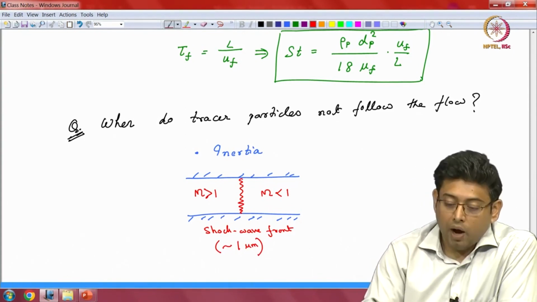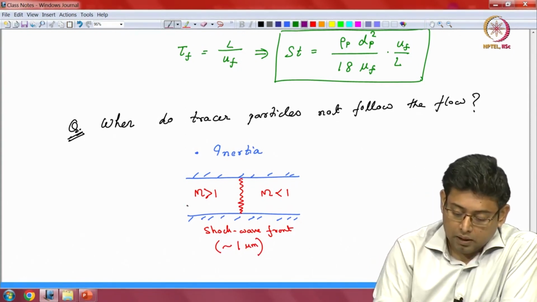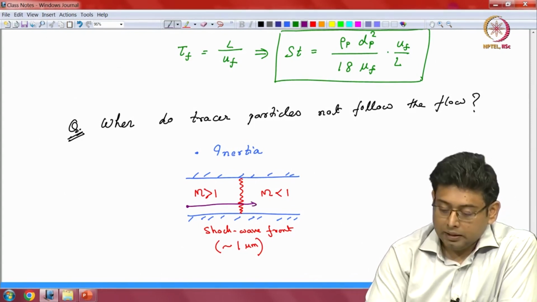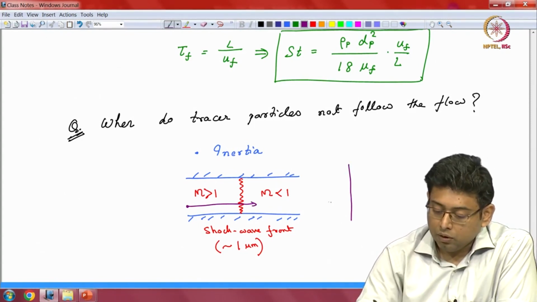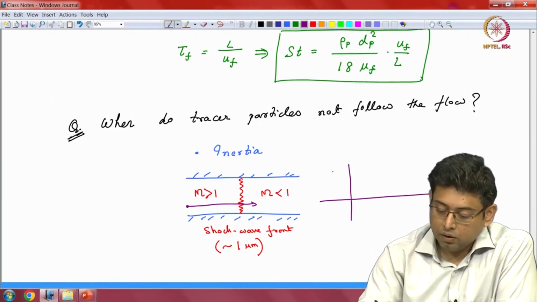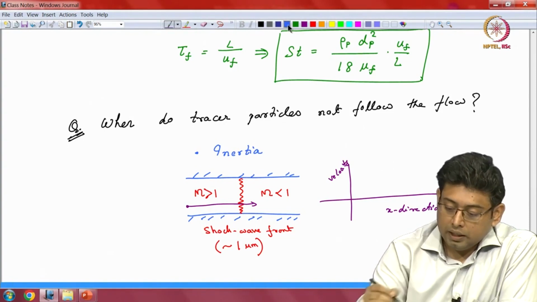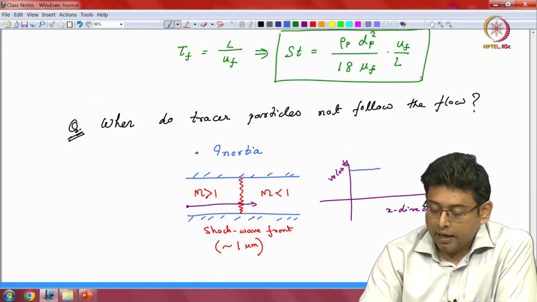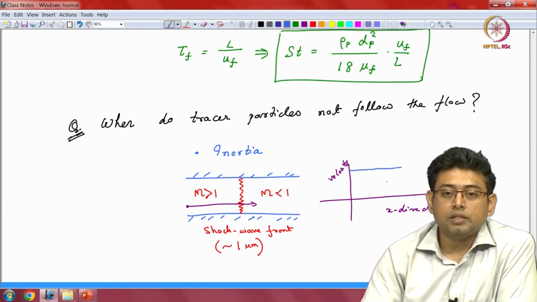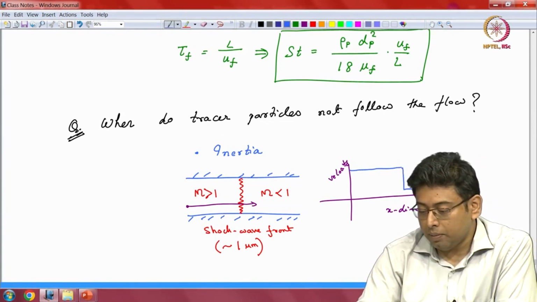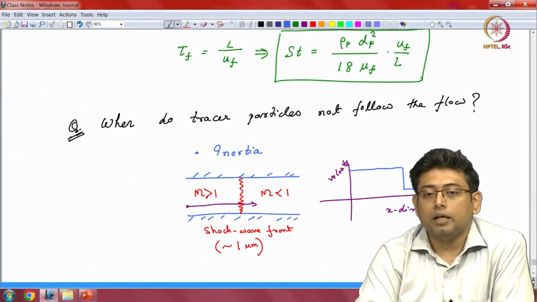If you had a particle here which wants to go from this side to that side, what will it see with respect to the velocity? This is velocity and this is your x direction location. The real velocity is very high and more or less constant on this side, and then it suddenly decreases and takes on some other value on the other side.